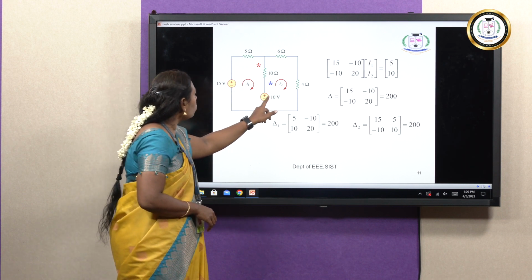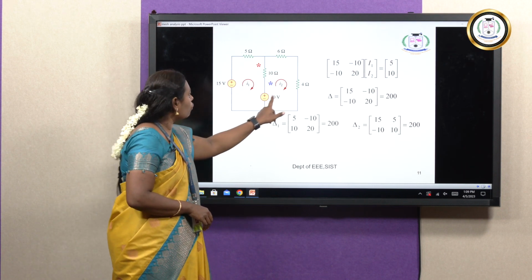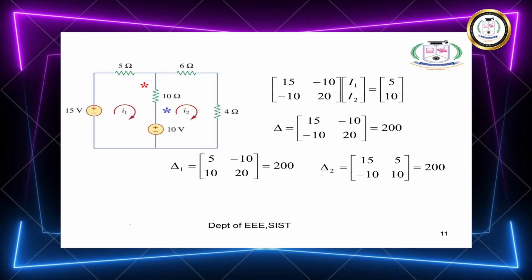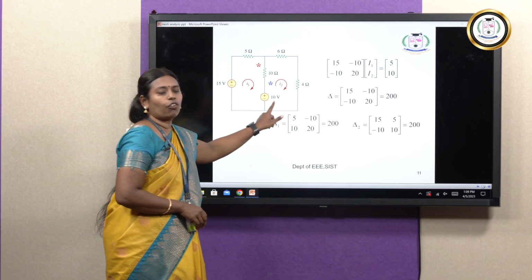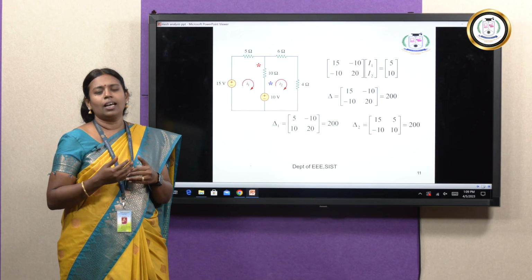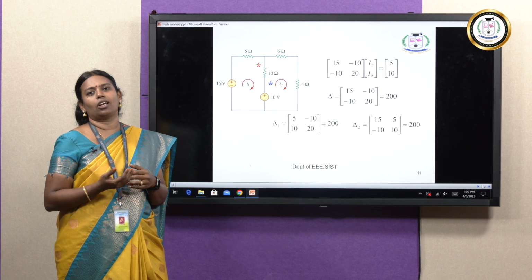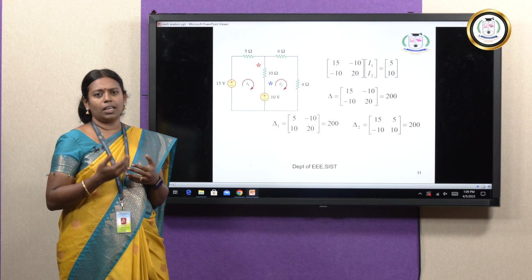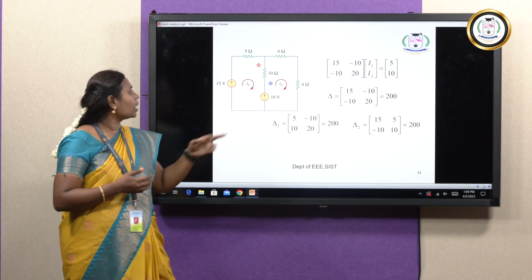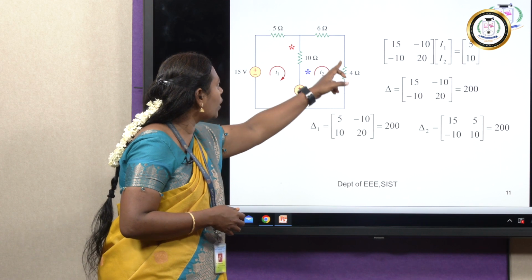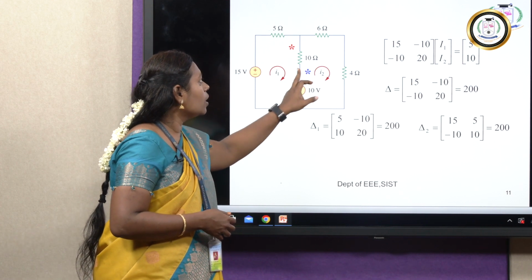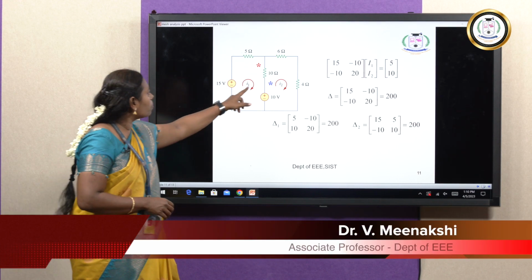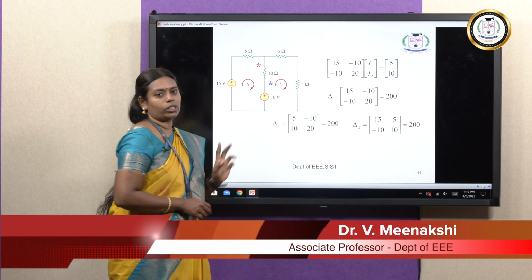The second loop in the circuit consists of a 10 volt source, 10 ohms, 6 ohms and 4 ohms. So this is my second loop. For this second loop you assume a current. Let us assume the current as I2 in my second loop. You can assume whatever currents you want. You can name it as you wish. So let me assume I2. Let me assume the I2 current is also flowing in the clockwise direction. So if I am seeing the circuit, my I1 current is flowing in the clockwise direction, and my I2 current is also flowing in the clockwise direction.